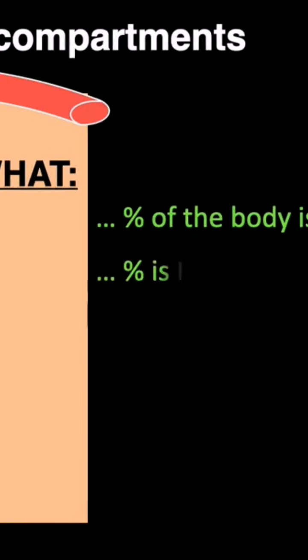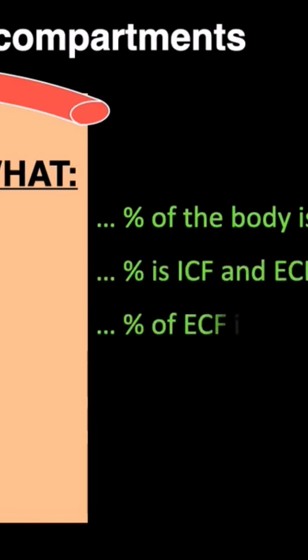All right, we're going to talk about body fluid compartments and answer the questions. What percent of the body is water? What percent is intracellular and extracellular fluid? And what percent of extracellular fluid is interstitial fluid and plasma?